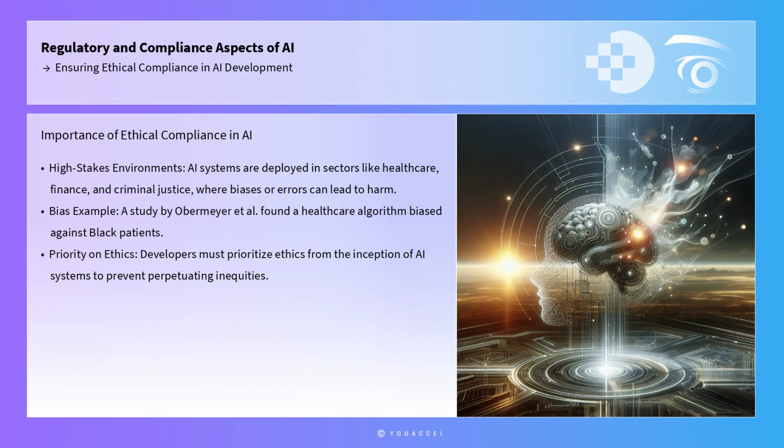Firstly, the importance of ethical compliance in AI cannot be overstated. AI systems are often deployed in high-stakes environments such as healthcare, finance, and criminal justice, where biases or errors can lead to significant harm. For instance, a study by Obermeyer et al. found that an algorithm used to predict healthcare needs was biased against Black patients, demonstrating the potential for AI to perpetuate existing inequities if not carefully managed. To prevent such issues, developers must prioritize ethics from the inception of AI systems.